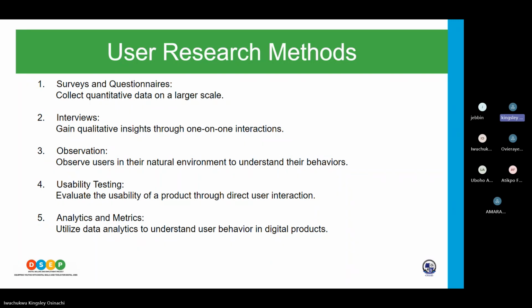First one is survey and questionnaire. Second one is interview. You gain qualitative insight through one-on-one interactions. So under this type of user research method, it helps you to get qualitative insights, right? You get information that is of more quality compared to that of questionnaires and surveys. People can just fill in anything they want and send.